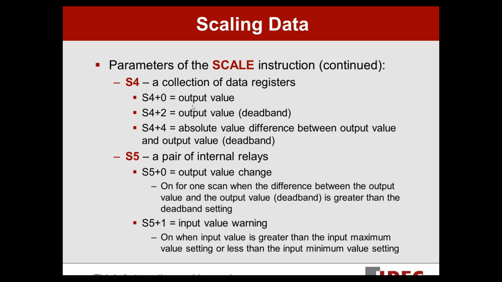S5 is a couple of internal relays. Okay, and just like when we define data registers, whatever we put in here for S5, for example, if we use internal relay M50, we're also going to be using M51 here for the input value warning. Okay, so S5 plus 0 is just an indication that the output value has changed. This is going to be on only for one scan, and it turns on whenever the difference between your output value, S4 plus 0, and the output value deadband, S4 plus 2, is greater than whatever you have set for your deadband setting, okay?